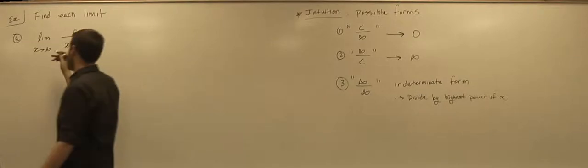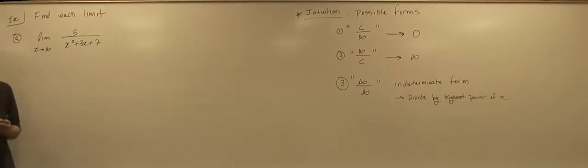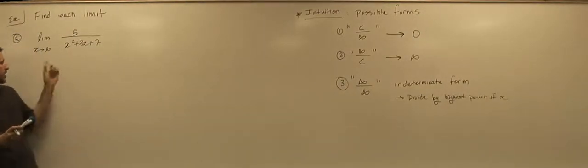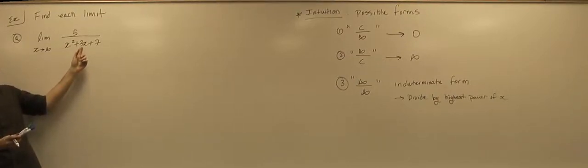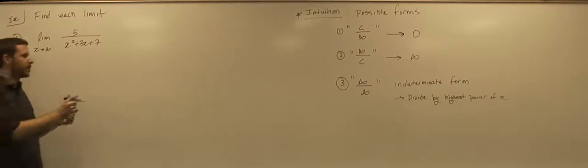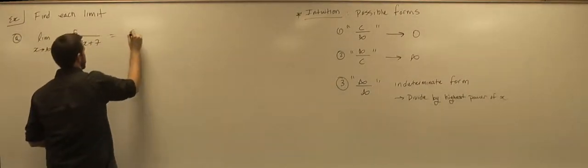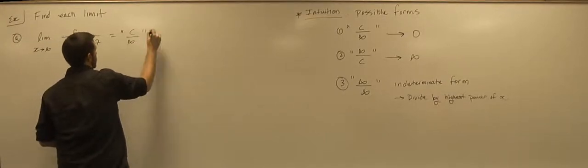Yeah, if you think about plugging in infinity, you can't actually plug it in because it's not a number. But if you think about plugging in infinity here, you're going to square a really big number. You're going to add to that a really big number times 3. And you're going to add 7, which is really important. So the bottom is going to end up being huge. So you're in the form constant over infinity, which we know equals 0.